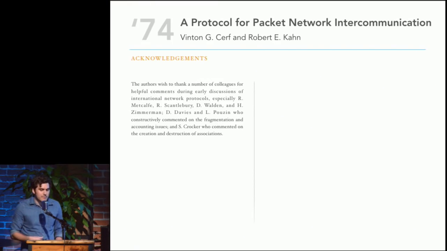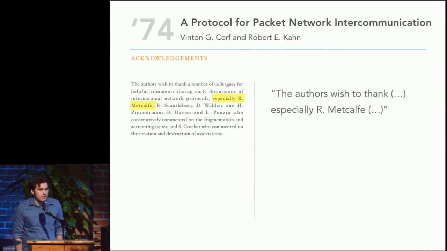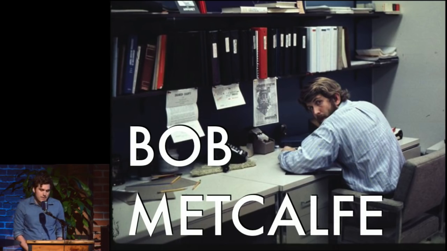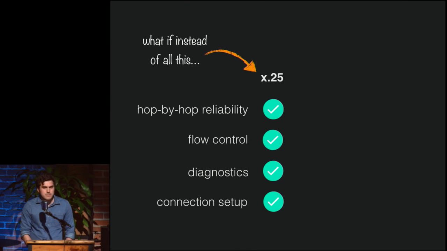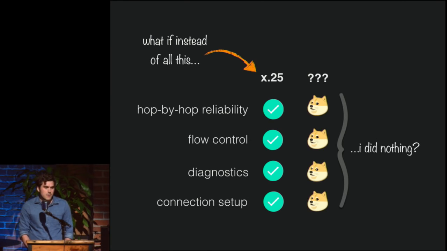And if you scroll right to the bottom of 1974 paper, the first person Vint Cerf and Robert Kahn acknowledge is R. Metcalfe, also known as Bob. And Bob was a PhD student in the early 70s, one of the very early contributors to the ARPANET. And Bob and some of his colleagues had an amazing idea. And it's actually an idea that has been making entrepreneurs cash flow positive since the dawn of time. He thought, what if instead of all this, I did nothing? And so Ethernet was born.